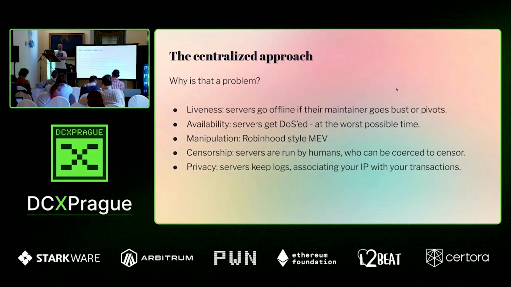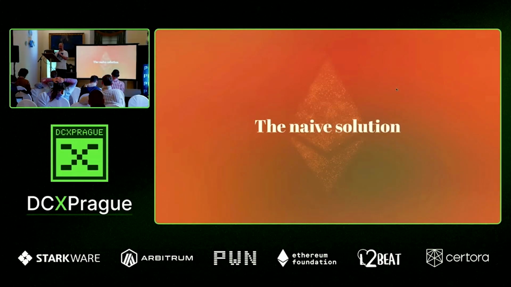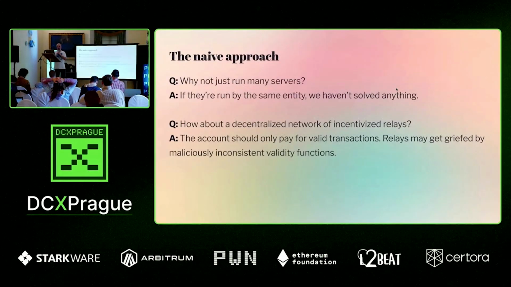Or there's just the privacy issue, where the server keeps logs, so it knows your IP address, which is associated with your real identity, and it sees your transactions, and you don't know who they're sharing it with. So we need a better approach. Now, the naive solution would be, let's have many servers. Let's say run multiple servers, but that's not really decentralized, because if these servers are operated by the same entity, then they are going to censor you together, they are going to go down together.